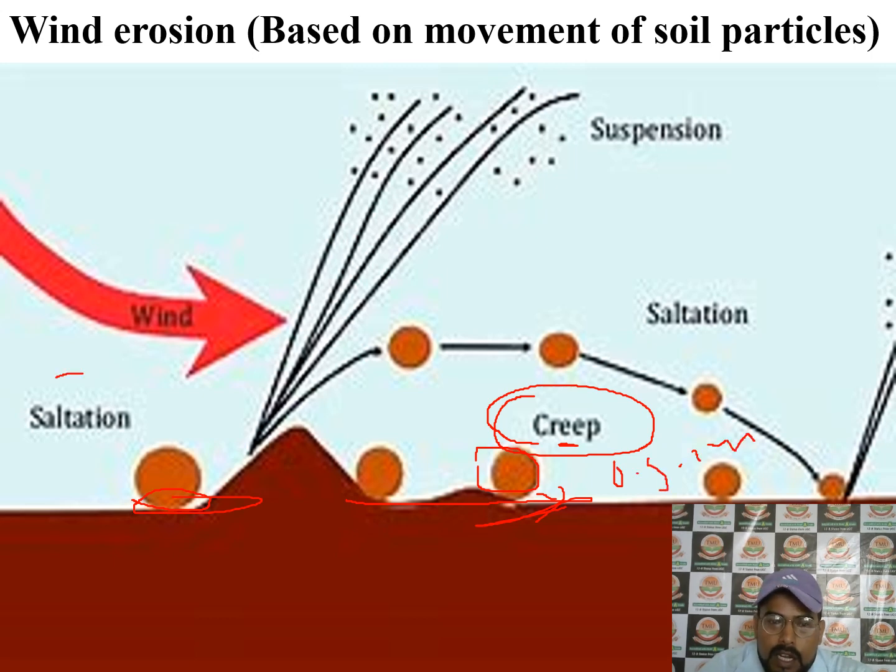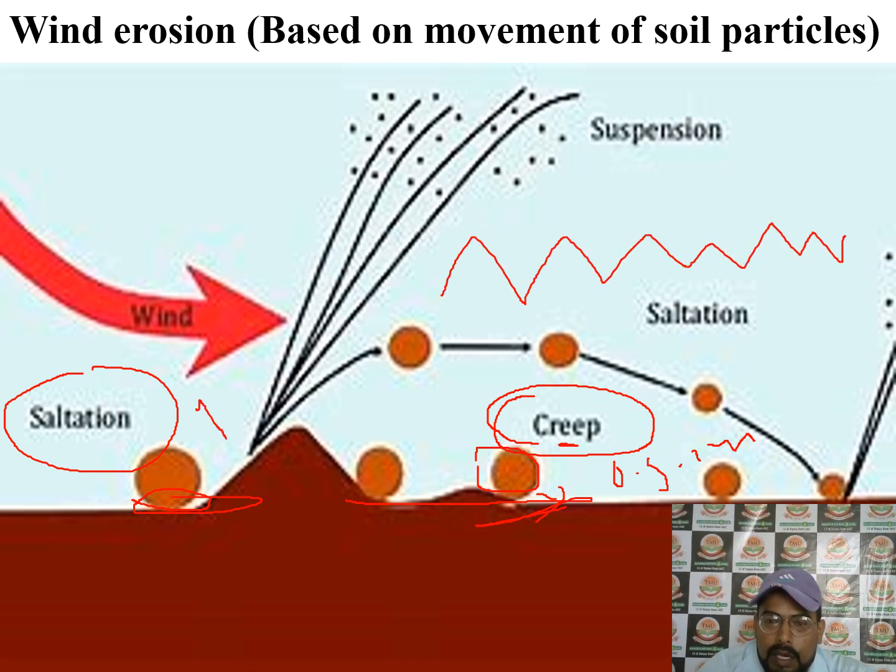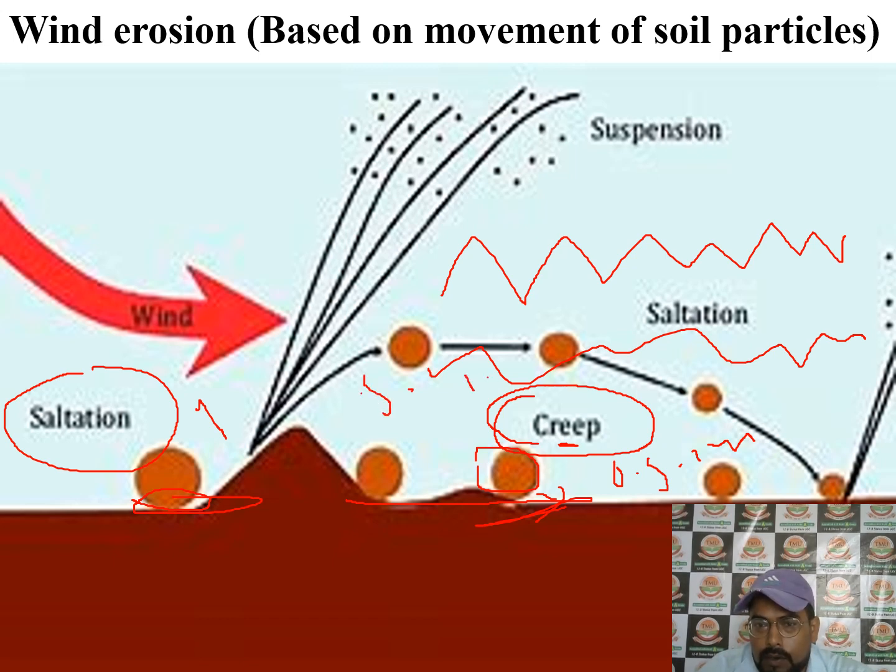Second is saltation. Saltation means the movement of particles like Brownian movement, a jumping and zigzag movement, like electricity. The particle size is 0.5 to 0.1 millimeter. That size is granular, smaller than surface creep particles and larger than suspension particles.